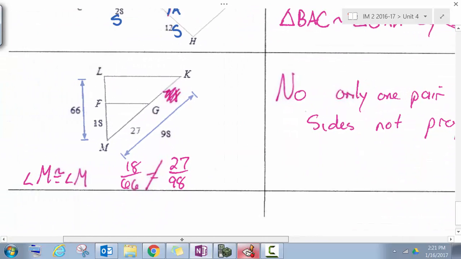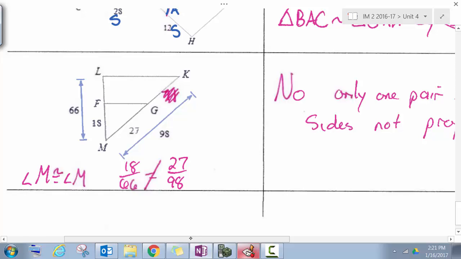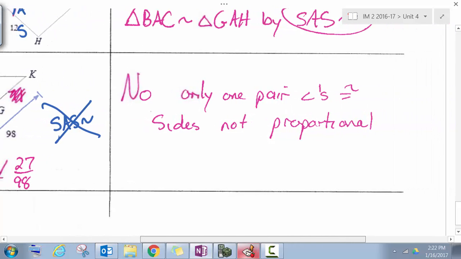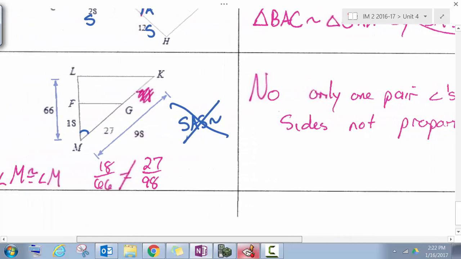Last one here, overlapping triangles again. So we have angle M congruent to angle M. Then we have to see if the sides are proportional. Again, this would be by side, angle, side similarity if it were true. But 18 over 66 is not the same as 27 over 98. So it doesn't work. So no, only one pair of angles are congruent and the sides are not proportional.